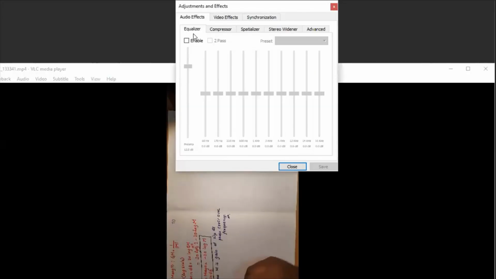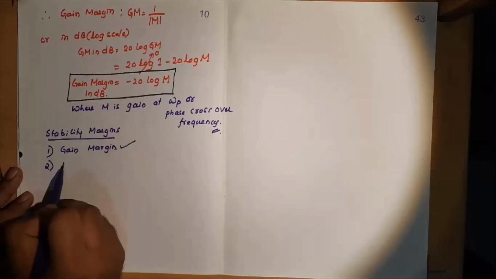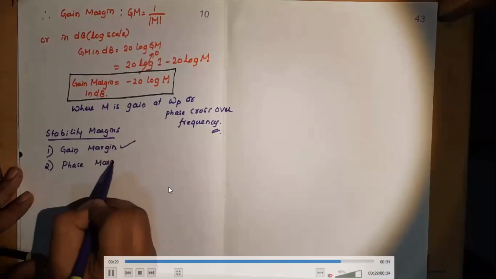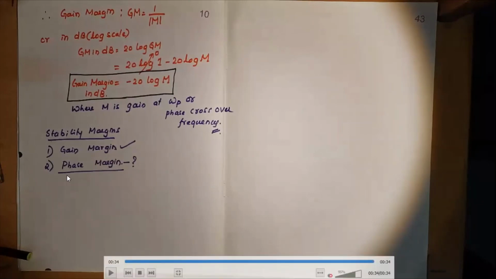So we are done with one of the stability margins now. There is a second stability margin which is called the phase margin. So there are two stability margins. The first one is gain margin. The second one is phase margin. That we will do in the next class. So it is related to phase angle now. We dealt with gain now. It is related to phase margin.